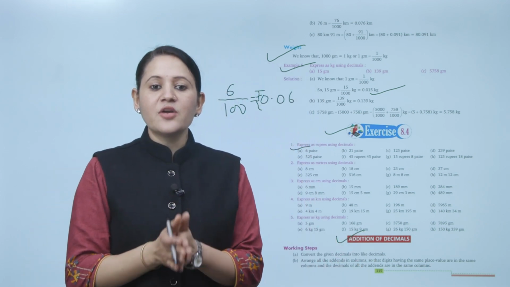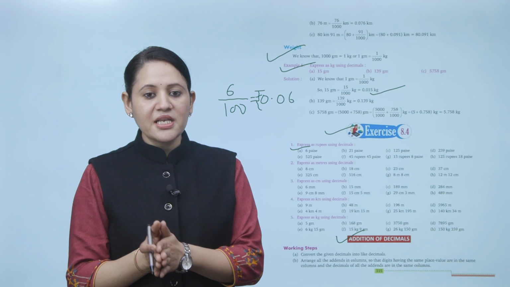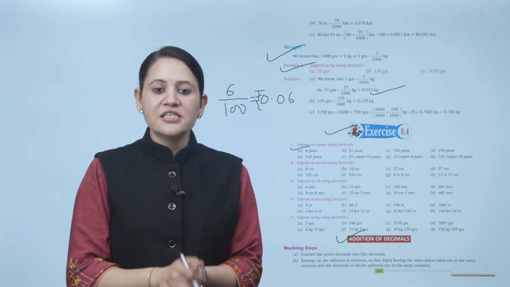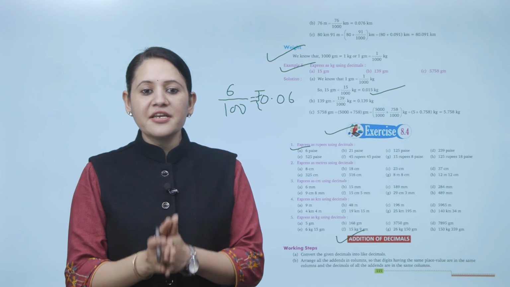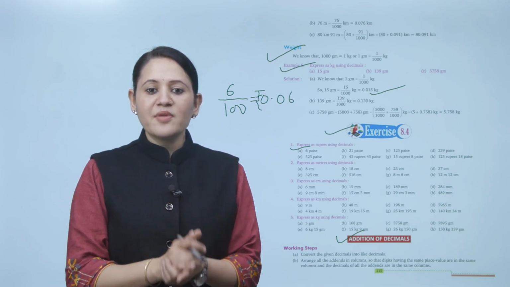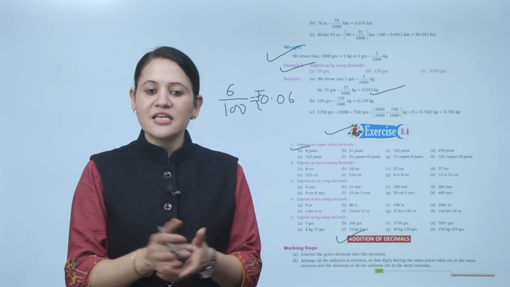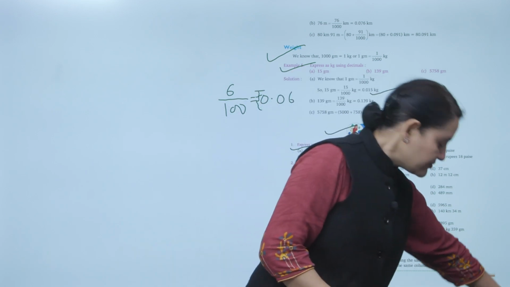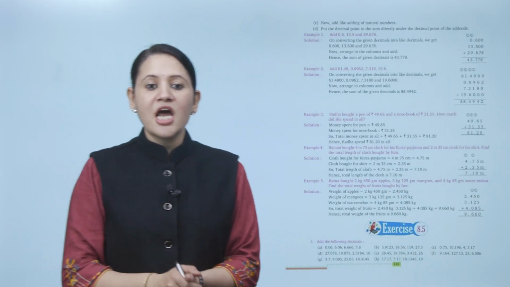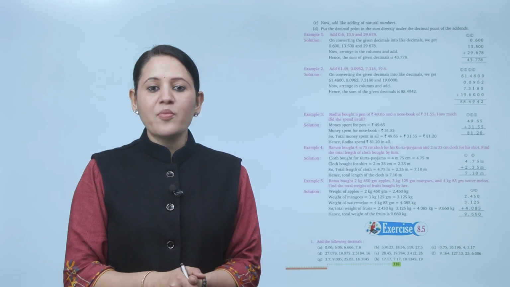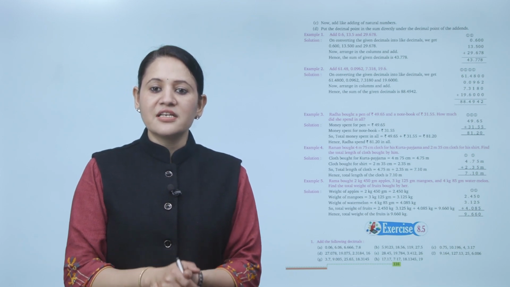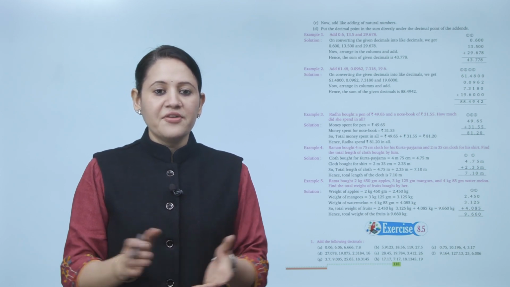Next is addition of decimals. Working steps: Convert the given decimals into like decimals. Arrange all the addends in columns so that digits having the same place value are in the same column and the decimal points of all addends are in the same column. Now add like adding natural numbers. Put the decimal point in the sum directly under the decimal points of the addends. We'll take an example.